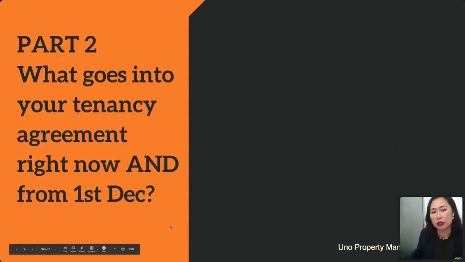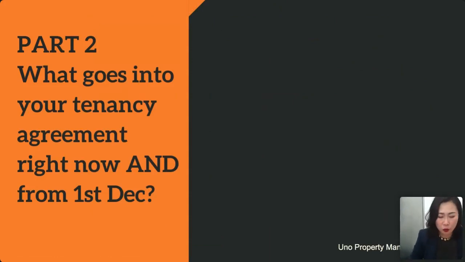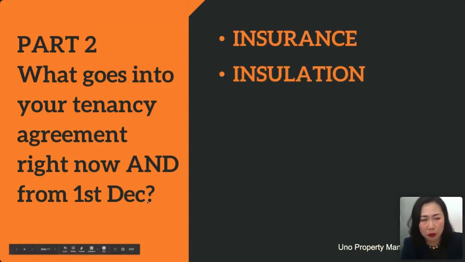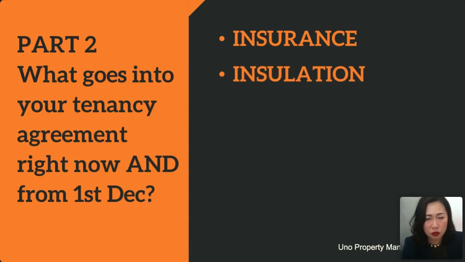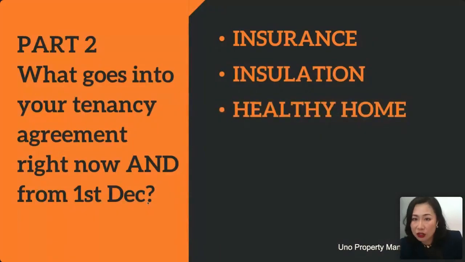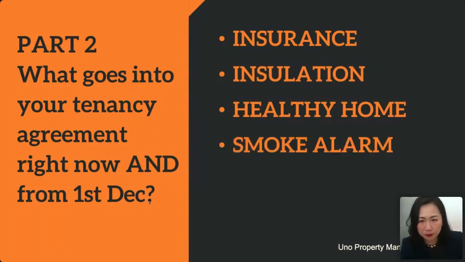So part 2, what now goes into a tenancy agreement? I think this is highly relevant to every single property manager and landlord out there if you're managing the property yourself right now. There are 4 things that go into a tenancy agreement, including a fixed term renewal document: insurance statement, insulation statement, healthy home statement, and smoke alarm statement. So for healthy home, for any tenancy that you sign between now and 30th of November, it's a simple statement of intent. Yes, I will comply with healthy home, or no, I won't.